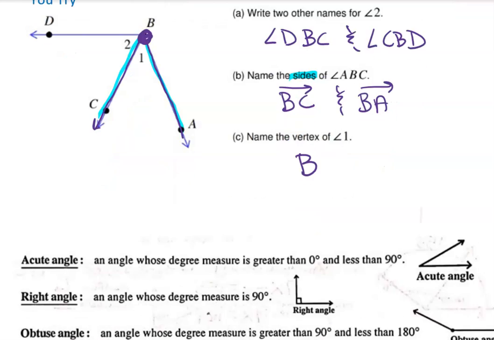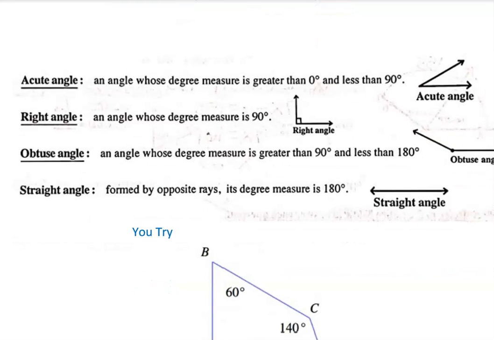Okay, quickly, let's review some definitions. An acute angle is an angle that is smaller than 90 degrees, and of course, it has to be bigger than 0. A right angle is exactly 90 degrees. An obtuse angle is greater than 90 degrees, but of course, it has to be less than a straight line of 180. And a straight angle is exactly 180 degrees, just like a straight line.